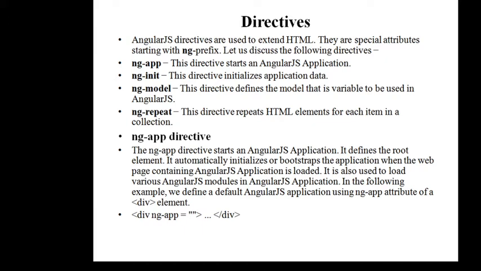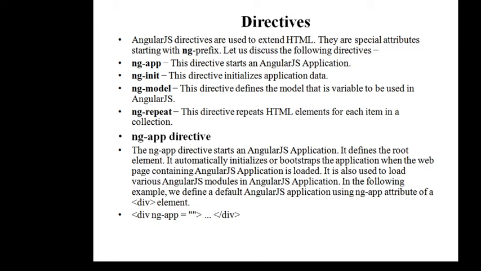ng-app. This directive starts an AngularJS application. ng-init, the directive initializes application data. ng-model, the directive defines the model that is variable to be used in AngularJS. ng-repeat directive repeats HTML elements for each item in the collection. The ng-app directive starts the AngularJS application. It defines the root element. It automatically initializes or bootstraps the application when the web page containing the AngularJS application is loaded. It is also used to load various AngularJS modules in AngularJS applications.